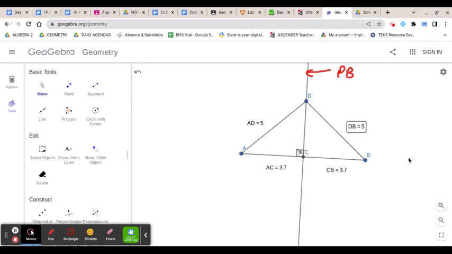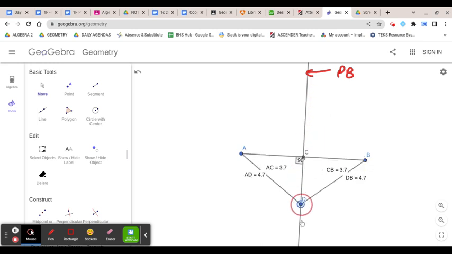Your numbers may not be 5, but depending on what your picture looks like, this thing here should equal this thing here. So this equals that. If I were to move point D up and down this line right here, we see that this thing keeps the same distance as this thing. So as this thing gets bigger, this thing gets bigger the same amount, smaller and smaller. And I can go up or down, doesn't matter. This AD is equal to DB.